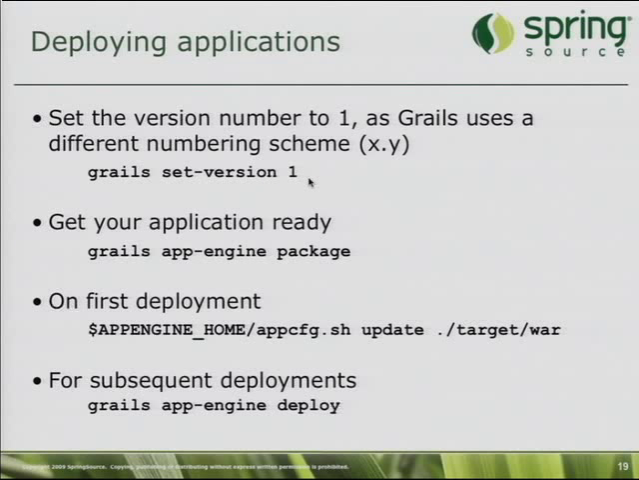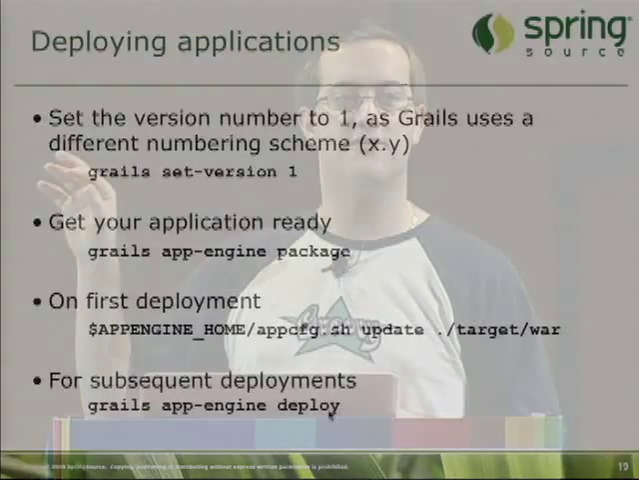So basically, some differences with some conventions that Grails usually follows. When you create a Grails application, it starts with a 1.0 version or something like, or 0.1, I always forget. But on App Engine, you have to use integers, so you can say set version 1. Then you can package your application so that you can then use App Engine deploy to deploy on App Engine. So I'm not going to show you that because there's like 20 megabytes of jars, and it takes a while to download on the first download, on the first upload, sorry.